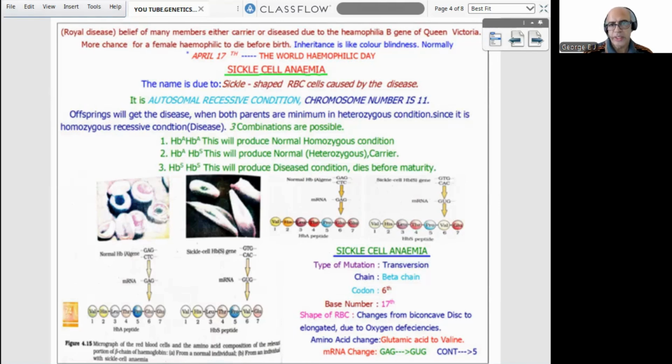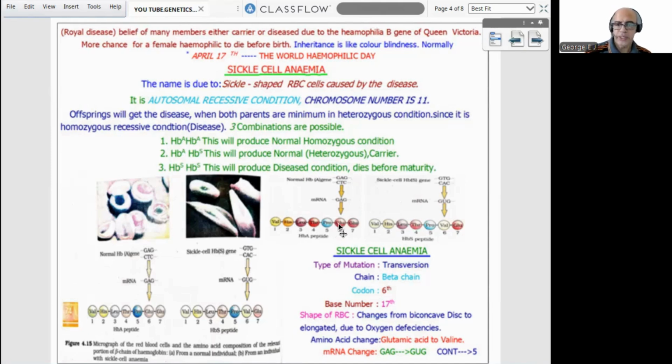Codon is the 6th codon, an assembly of 3 bases. Say 1, 2, 3, 4, 5, 6, the 6th codon. Each codon has 3 bases, so the 6th codon means we'll be getting bases 16, 17, and 18. Up to 15, then 16, 17, 18. Middle base is changed, so base number is 17.